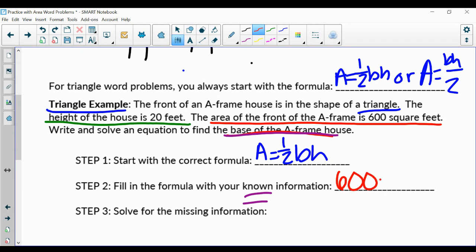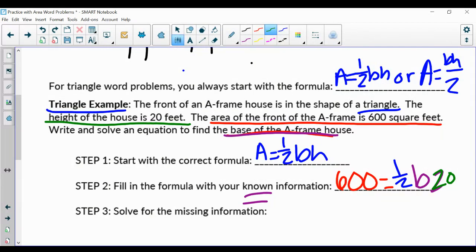Okay, so A is now 600. Okay, well, 1/2 just stays 1/2. A equals 1/2, so 600 equals 1/2. I'm looking for my base, so my base stays B. I don't know what that is. And then I change my height into 20. If my colors would change like they're supposed to. There we go. Okay, so there's a couple of different ways that you can do this.